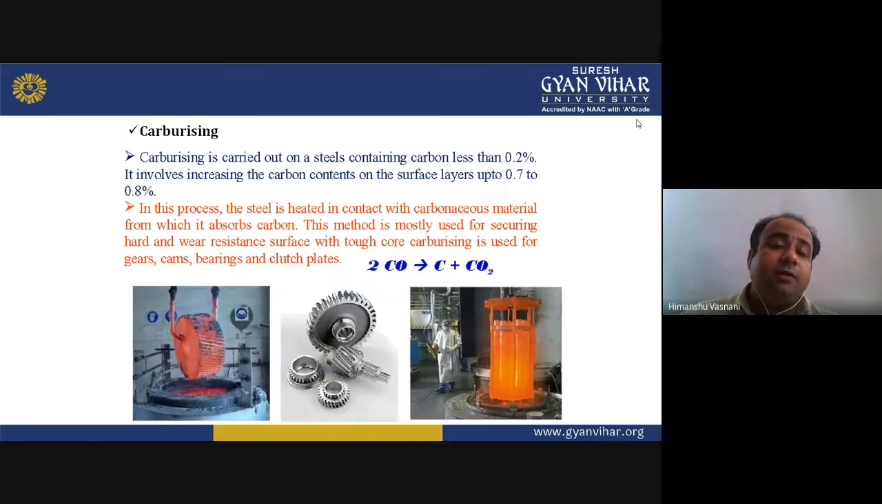Then carburizing. Carburizing is carried out on steels containing carbon less than 0.2%. It involves increasing the carbon content of the surface layers up to 0.7 to 0.8%. You can see in the diagrams below how this process is carried out in industry. In this process, the steel is heated in contact with carbon-containing material from which it absorbs carbon. This method is mostly used for securing hard and wear resistant surfaces with a tough core. Carburizing is used for gears, cams, bearings, and clutch plates.